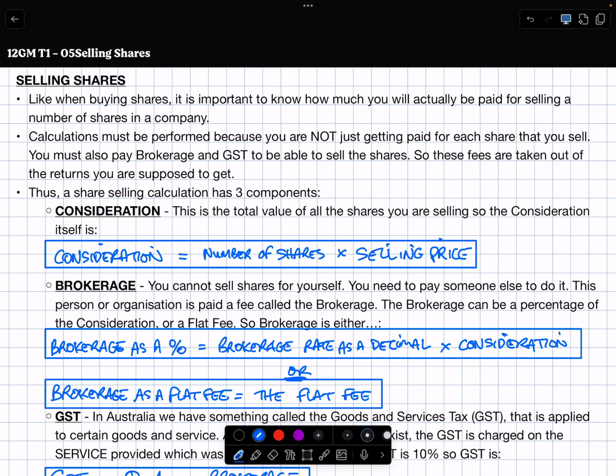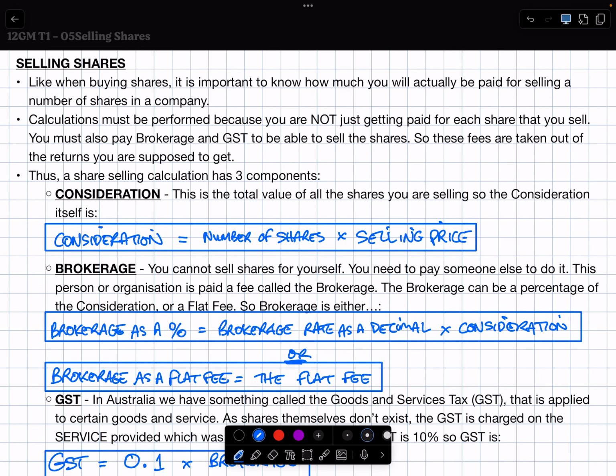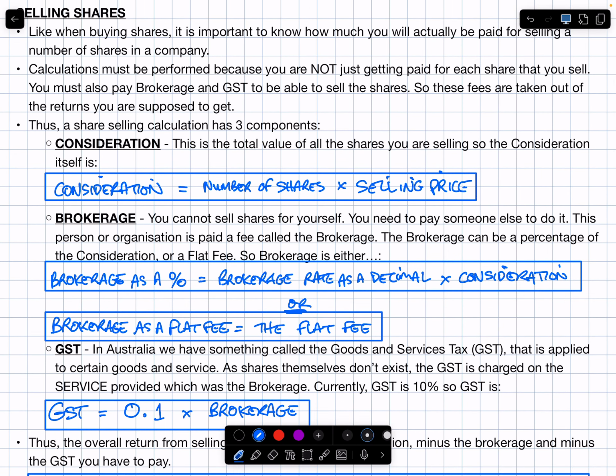I'm not going to go through all this because it's basically the same. I just did it because I want it to be formally proper. When you're selling shares, you need to know how much you'll actually be paid for selling a number of shares in the company. Are these three components the exact same?